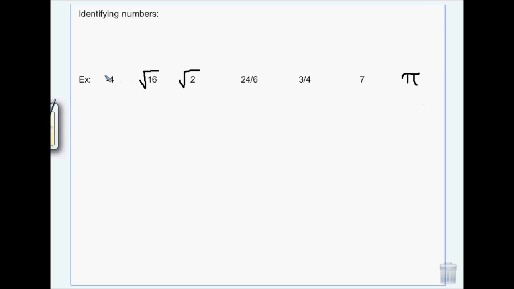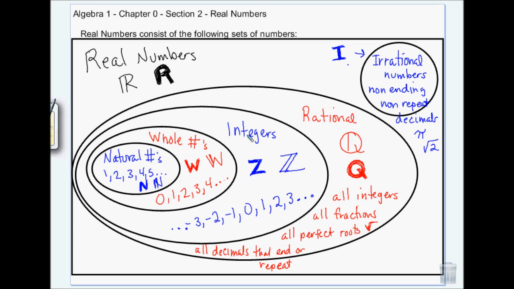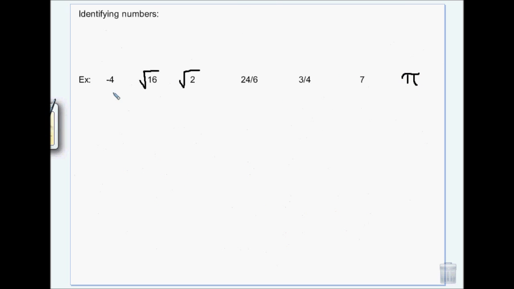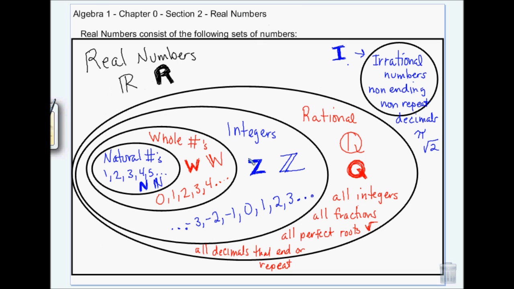Okay? So here, -4. Well, if we look, negative, the smallest it can possibly be is an integer, right? It cannot be a whole number or a natural number because there are no negatives there. So we start with the smallest, which is an integer, and go ahead and just write the letter. You don't have to write out the word. But if it's an integer, it's also rational and it's also real. Because that's what happens as you move up. You've got integers and then rational and then real.